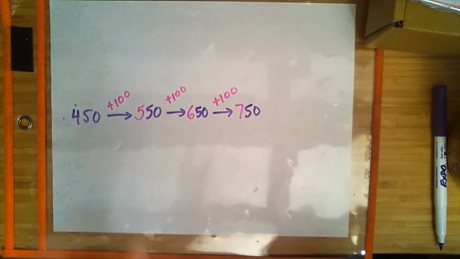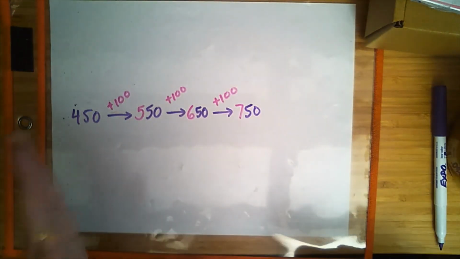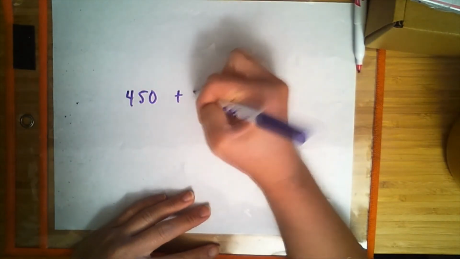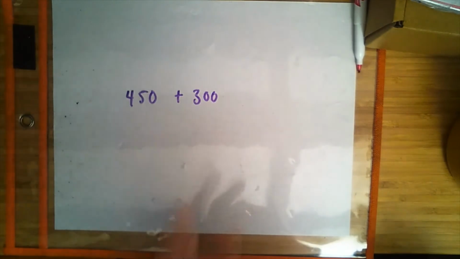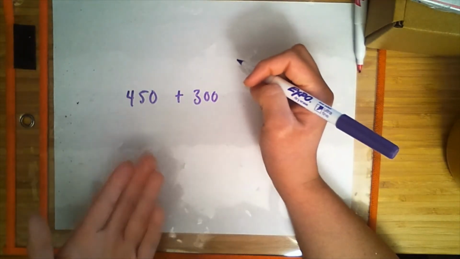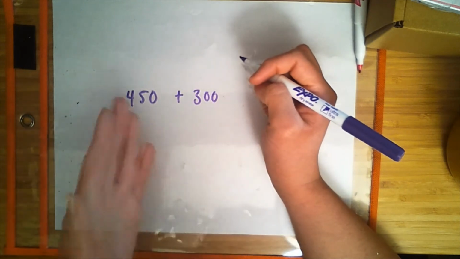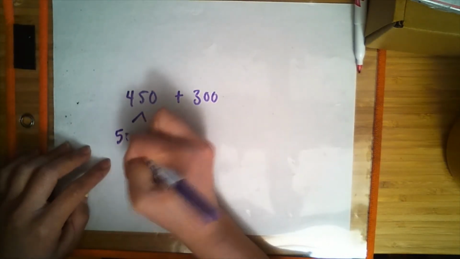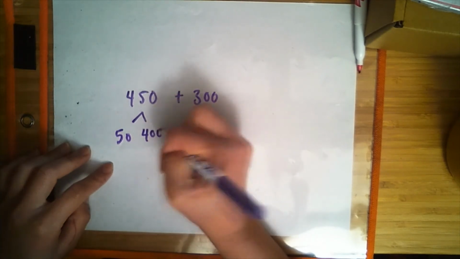Let's try this now with the number bond. And this was the arrow way. Alrighty. 450, and remember we added 300. What we can do is we can break apart the hundreds and the tens with a mini number bond into our tens and our hundreds.